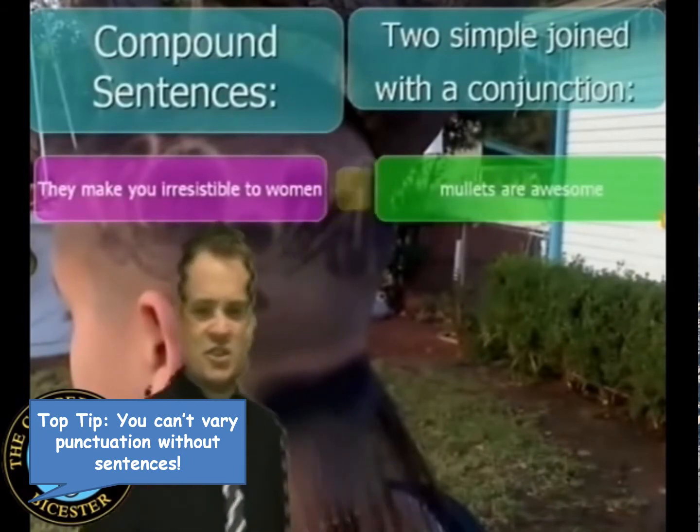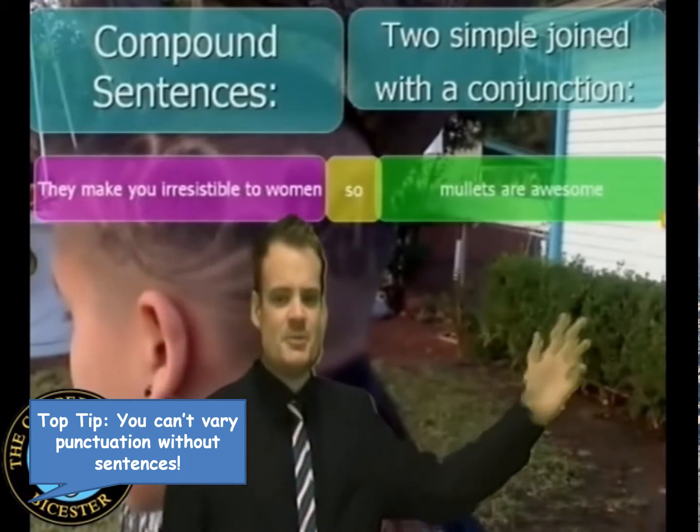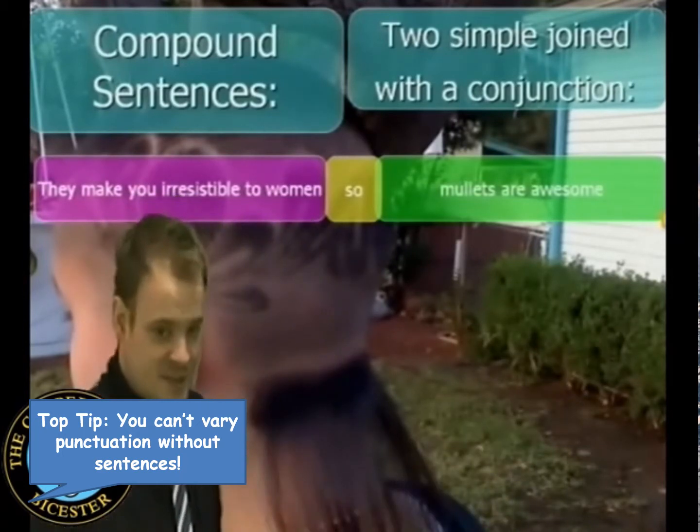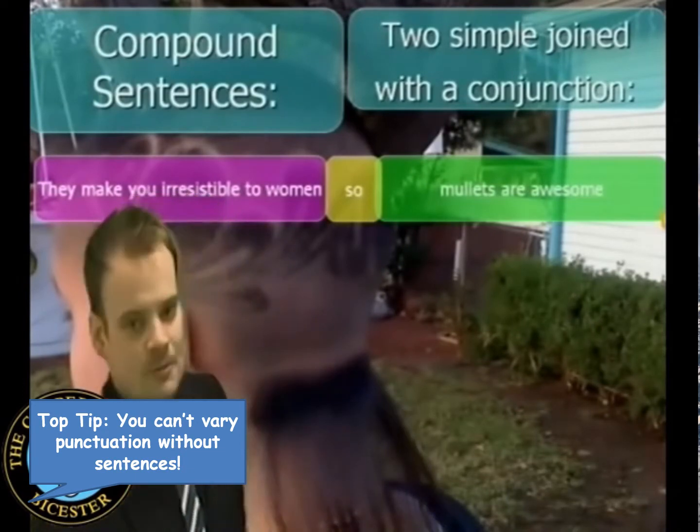So think about the word you choose, change it to so. They make you irresistible to women, so mullets are awesome. Full stop on the end, no comma. That's a compound sentence, really straightforward. And from there, we can look at turning it into a complex sentence.